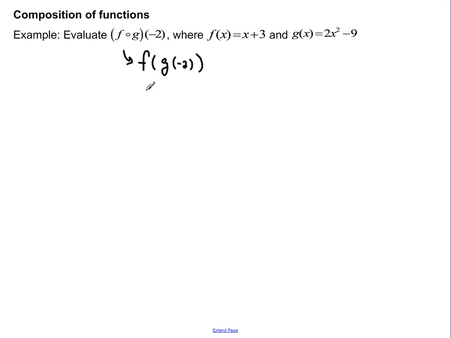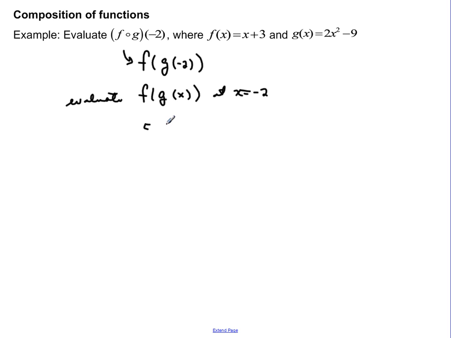But we're going to actually take it from the standpoint of finding the composition f of g of x first and evaluate this quantity. Evaluate f of g of x at x equals negative 2, which is the meaning of this particular question. So f of g of x, what is that? Well, f of x is x plus 3, and g of x is 2x squared minus 9.